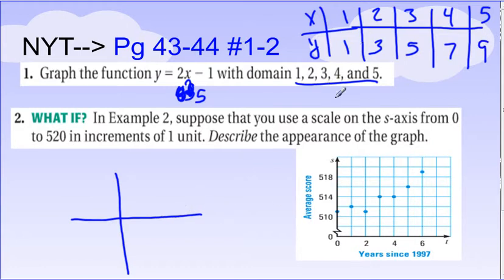So now we need to graph this. So we need to graph the point x is 1, y is 1. 2, 3, 4, 5. 1, 2, 3, 4, 5, 6, 7, 8, 9. X is 2, y is 3. X is 3, y is 5. 1, 2, 3, 4, 5. X is 4, y is 7. 1, 2, 3, 4, 5, 6, 7, above the 4. And 5 and 9 would be like that.